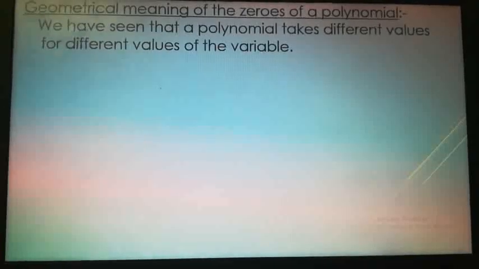Now for geometrical meaning, we will discuss the geometrical representation of polynomials and what is the significance of zeros of the polynomial from its graph. And you know that a polynomial takes different values for distinct values of the variable.